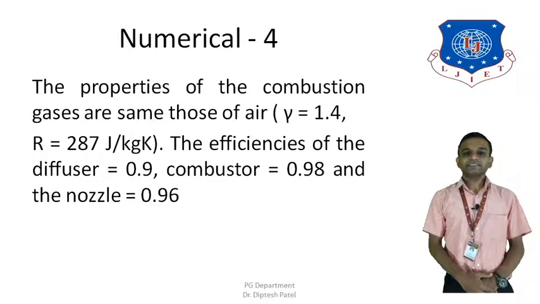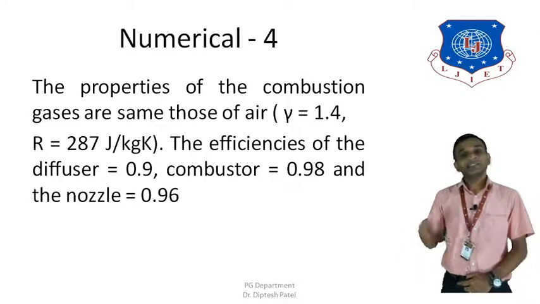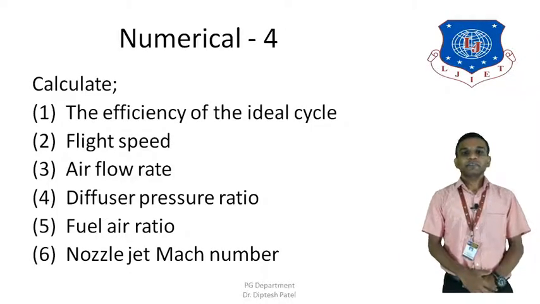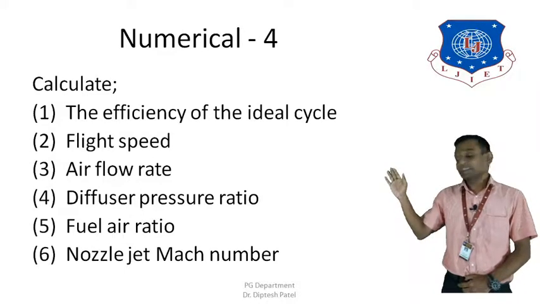Also the efficiencies are given to us: the efficiency for the diffuser is 0.9, for the combustion chamber or combustor is 0.98, and for the nozzle is 0.96. So these are the different data which are given to us. On the basis of that, we need to calculate these six different things.